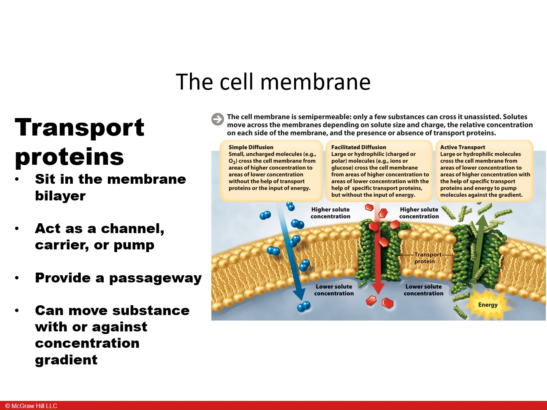Now, if you're a bigger molecule such as glucose, or if you're a molecule that has a charge, you cannot just diffuse right through the membrane. You need the assistance of proteins. So transport proteins, they basically sit in the membrane bilayer. They act as a channel, a carrier, or a pump. They provide a pathway for those bigger molecules to actually cross the cell membrane. They can move substances with or against the concentration gradient. So let's talk more about those transport proteins.